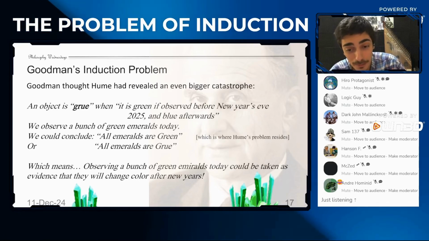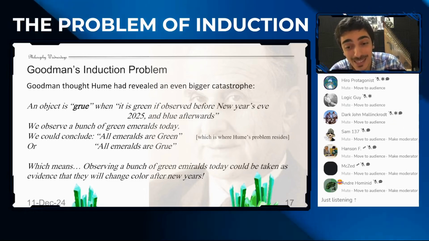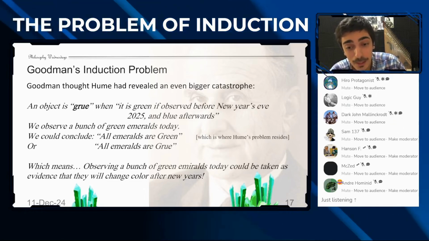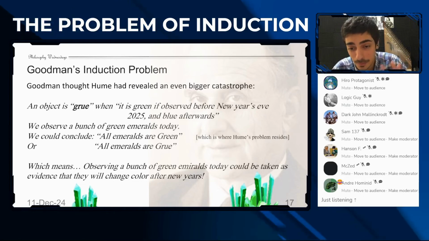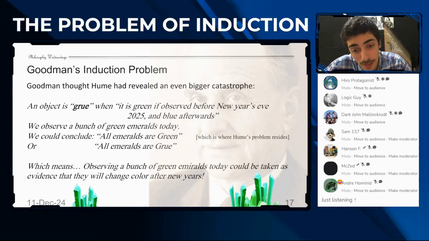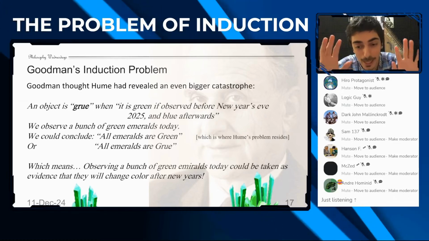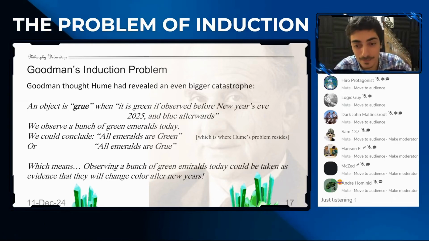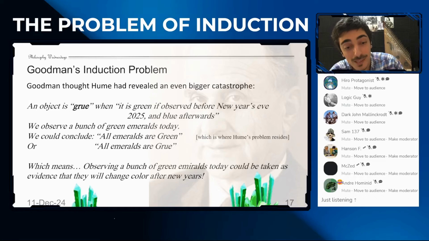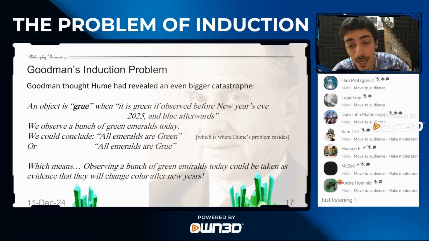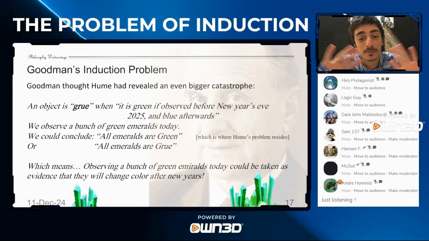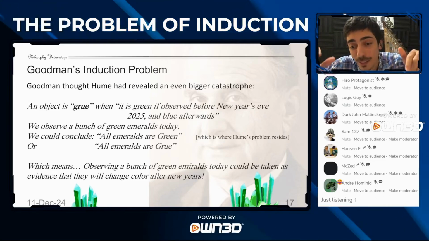So let's say I have a car. It's green now. New Year's Eve, I paint it blue. I can say this is GRU because it has changed color after New Year's Eve. We can pick any other time, by the way, time t, right? So something being green before New Year's Eve and being blue after New Year's Eve, this is the new property called GRU.